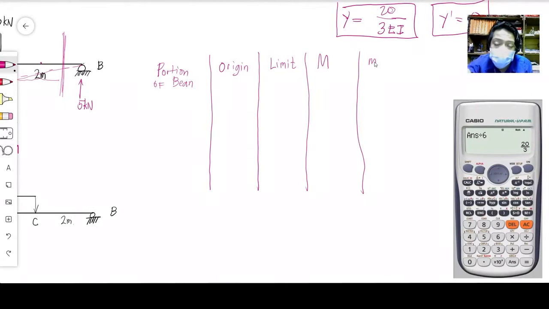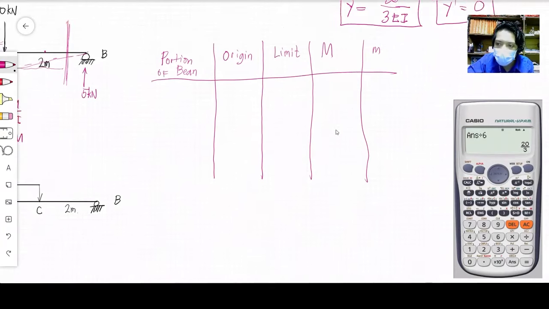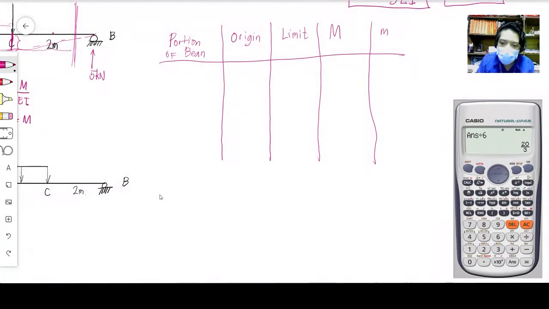Earlier we assumed a unit load as the virtual load. Later, I will explain this further. This limit, why is there a limit? Because according to this theorem, the virtual work method, the deflection y, sometimes denoted as delta, at any point is equal to the moment equation due to the actual load multiplied by the moment equation due to the virtual load over EI, from the limits.